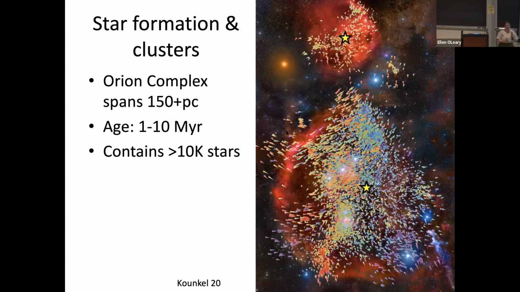In physical units, it spans over 150 parsecs, and it has been continuously forming stars for the last 10 million years. It is an extremely massive structure containing over 10,000 stars as of the latest census. And sure, a sizable chunk of those stars are found within the Orion Nebula, but certainly it is a massive structure in its own right.